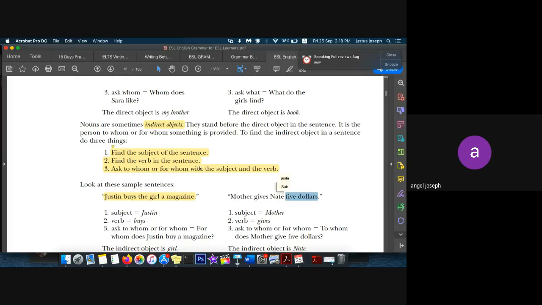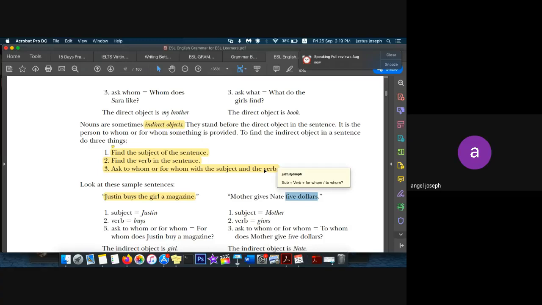Now we will ask the second question, which you can see in the yellow box. Subject is mother. What is the verb? Gives. To whom? The third part of the question. To whom did she give? To Nate. She gave it to Nate. So Nate becomes the indirect object.